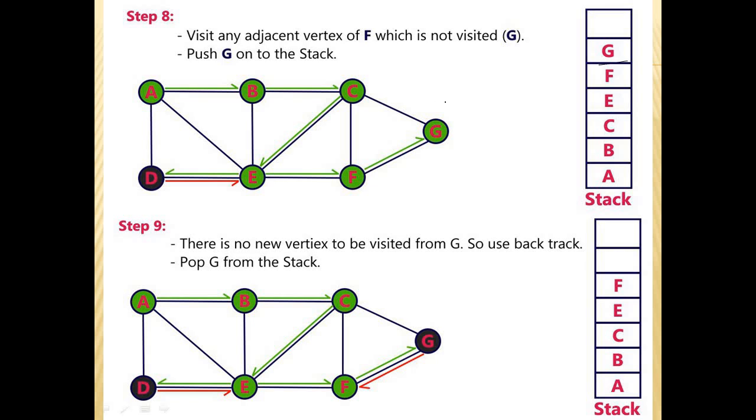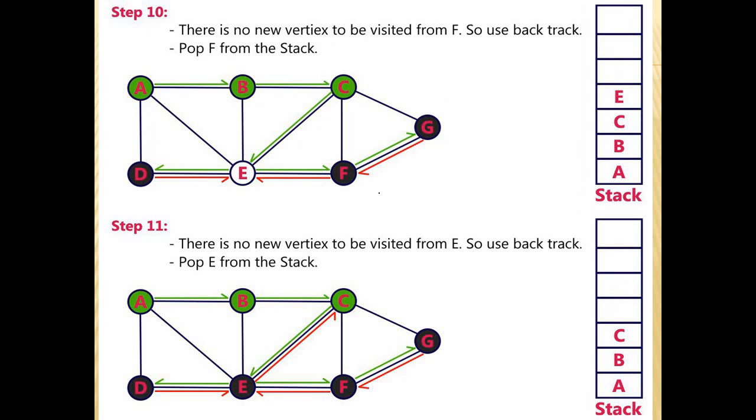Next, there are no adjacent vertices to G, meaning all are visited. Then we'll go with backtracking. Backtracking means we'll come back to F. Again, we'll repeat the same process. For F, there are no adjacent vertices, meaning all are visited. Then we go back. Back means E.